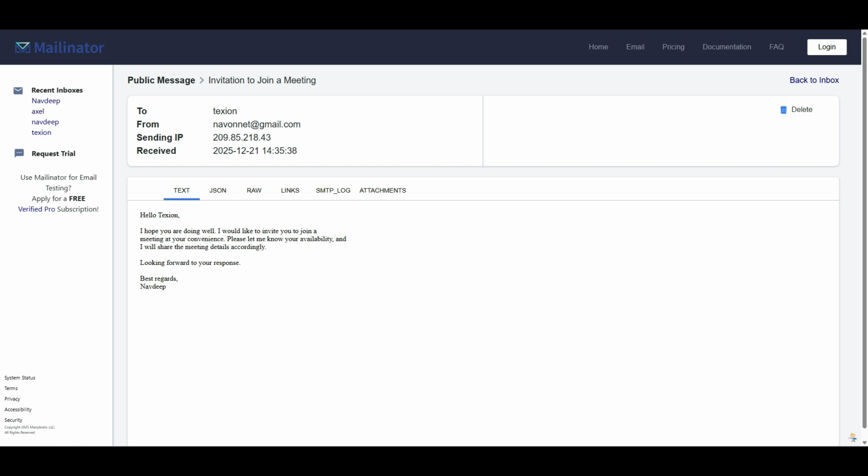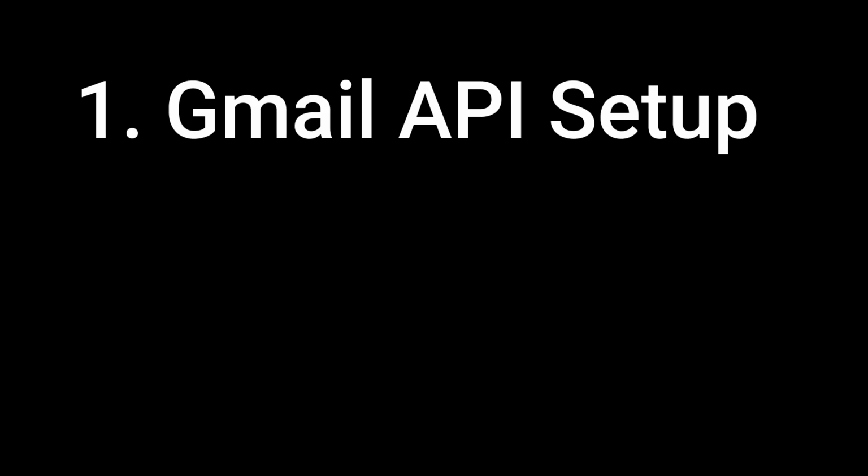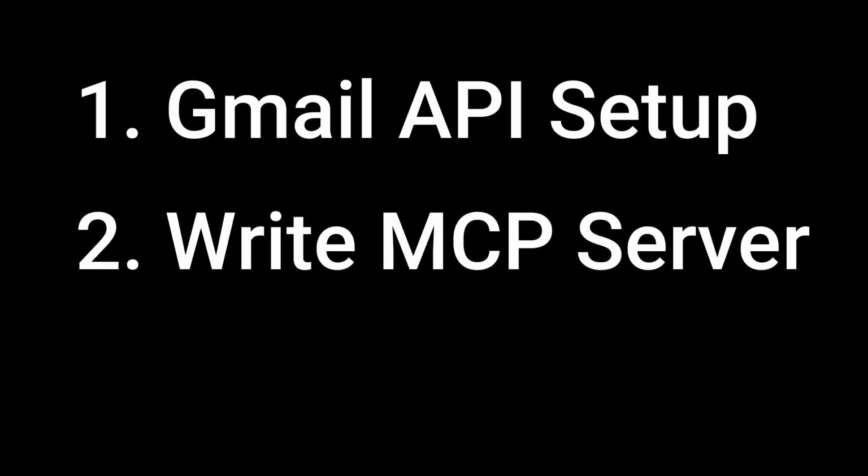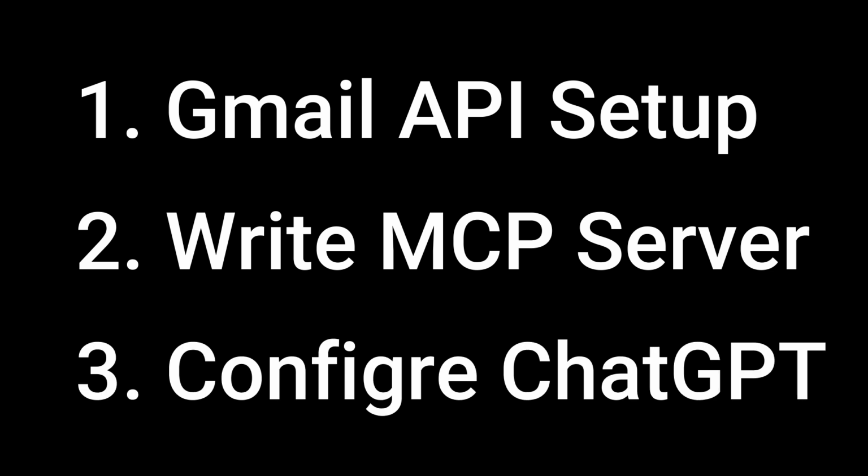This video will have three parts. In the first part I will show you the setup for the Gmail API service, and then we will write an MCP server from scratch using Python, and finally I will show you how to configure the newly created MCP server into ChatGPT. So let's start.